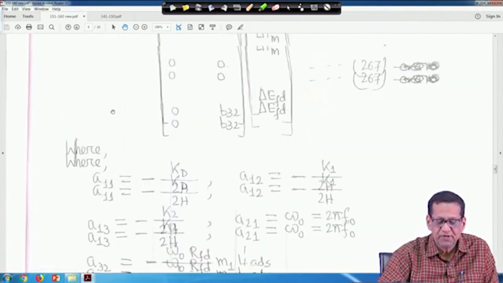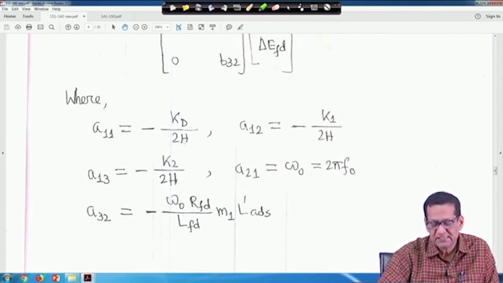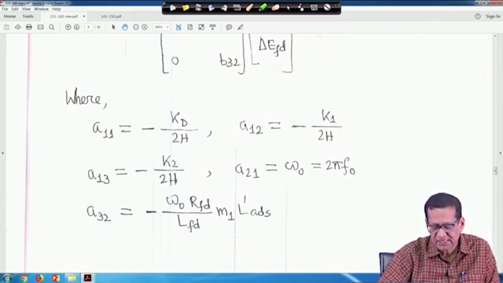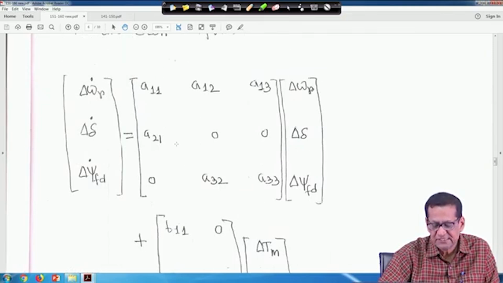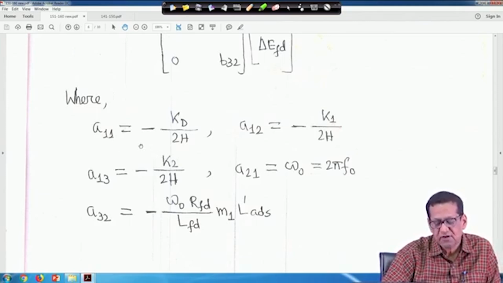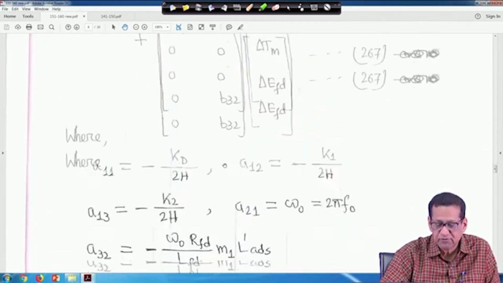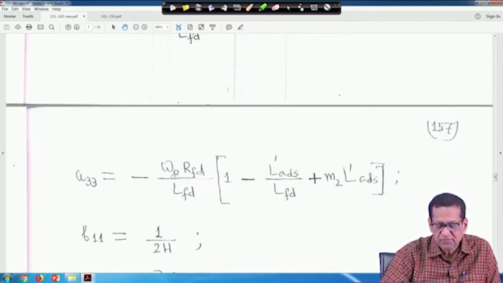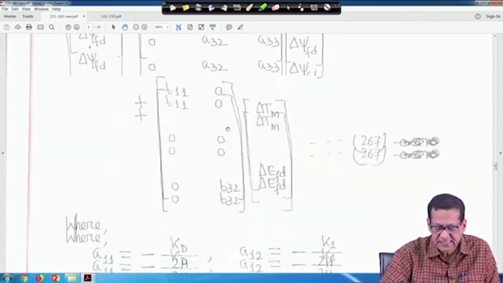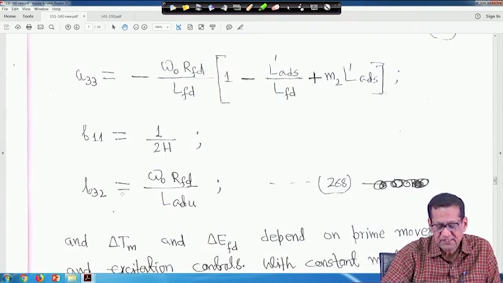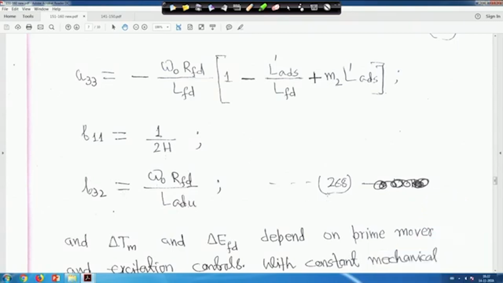Where now when you make all this, your A11 will become minus Kd upon 2H, A12 will become minus K1 upon 2H, A13 will become minus K2 upon 2H, A21 will become omega 0, which is equal to 2 pi f0, and A32 will become minus omega 0 RFD upon LFD M1 into LADS dash. When you do all these things and put them in this form, ultimately these are the non-zero elements of the A matrix, right. And similarly for the non-zero elements of the B matrix, that is B11 and B32. So, A33 is also there: minus omega 0 RFD upon LFD, in bracket 1 minus LADS dash upon LFD plus M2 LADS dash, right. And B11 will become 1 upon 2H and B32 will become omega 0 RFD upon LADU. This is equation 268, all these things, right.